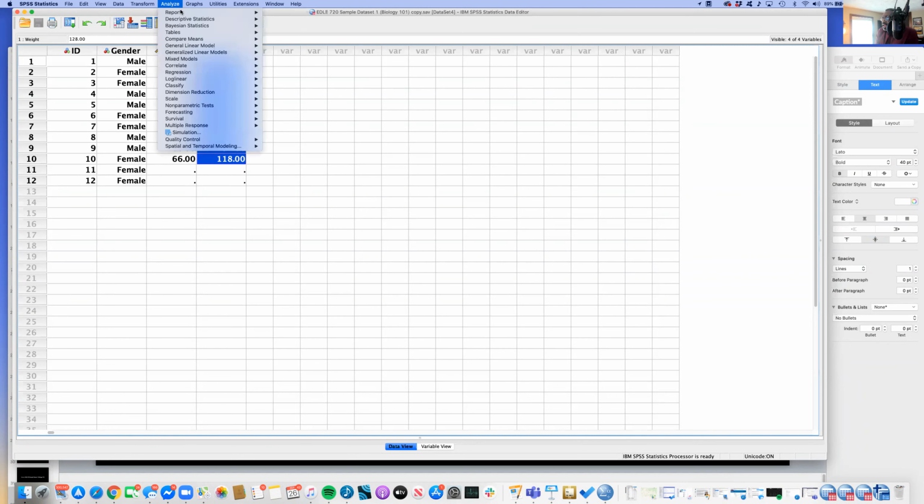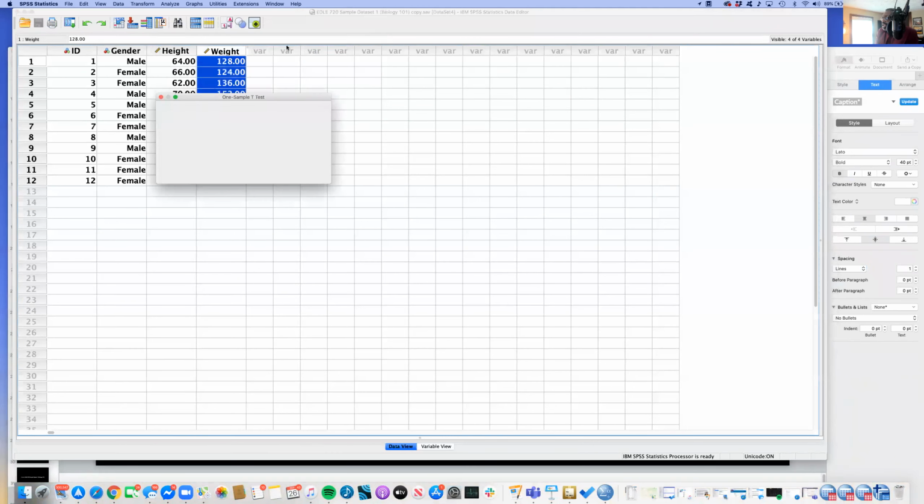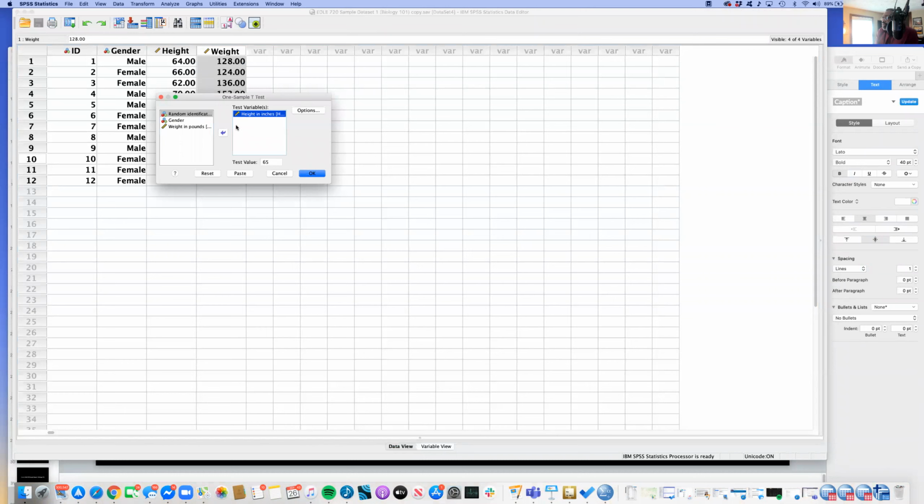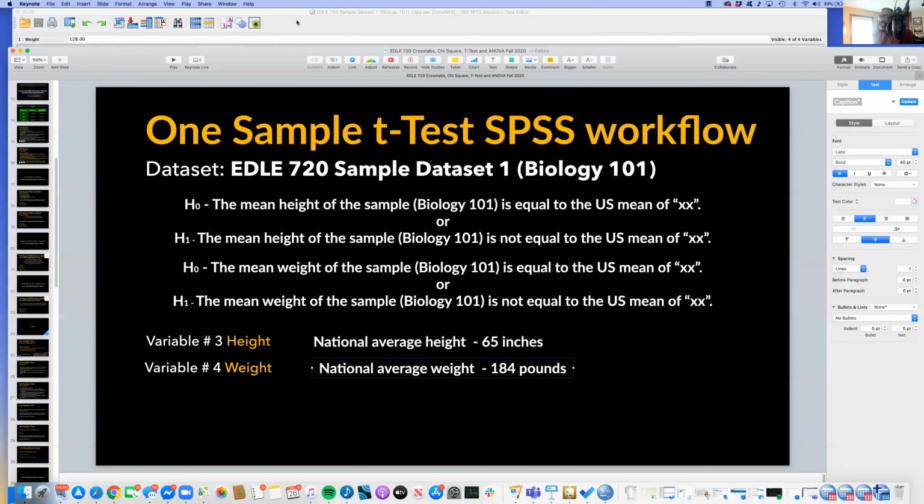We're going to go to Analyze. We're going to go to Compare Means. We're going to go to One Sample T-Test. And we're going to take height out, and we're going to put weight in. And what is our national average for weight? I can't remember what it said. 184. 184.